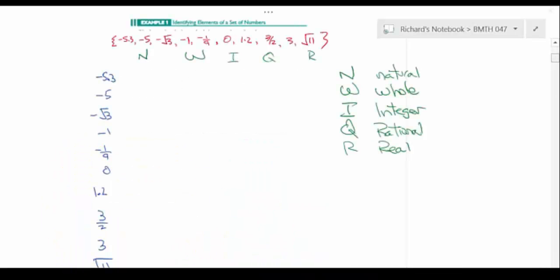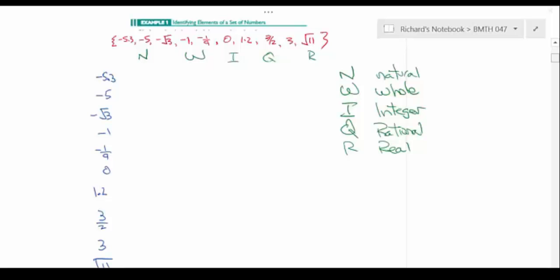So I've got my first example, identifying elements of a set of numbers. I've written the elements of the sets that I'm going to try to categorize at the top here, and then I've gone across the page. I've indicated the natural numbers, the whole numbers, the integers, rational numbers, and real numbers. Here I've identified the different symbols. R is for real numbers, Q for rational, I for integers, W for whole, N for natural. So let's get started. All right, negative 5.3.